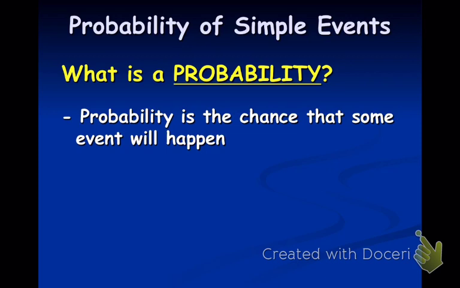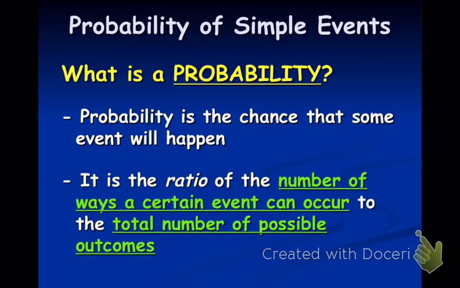So it's a ratio. Again, ratio means fraction. So it is a ratio of the number of ways a certain event can occur to the total number of possible outcomes. So the ratio, meaning the fraction: the top of the fraction is how often what I want is going to happen, over the total options that there are. So what I want goes on the top, how many there are of what I want. The denominator is the total options that are available, or the total number of events.